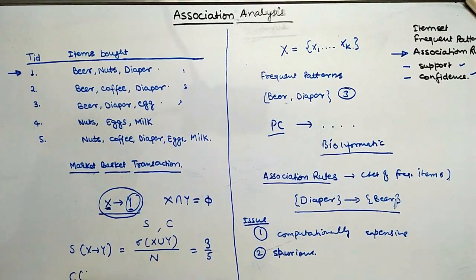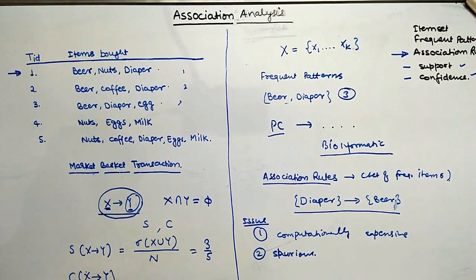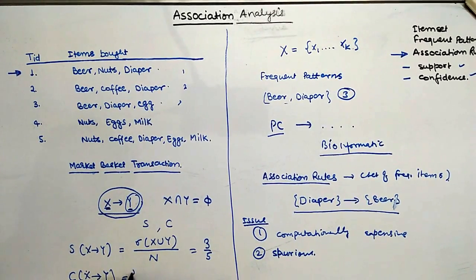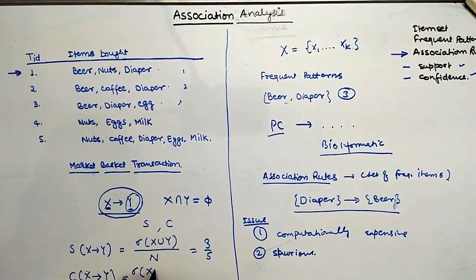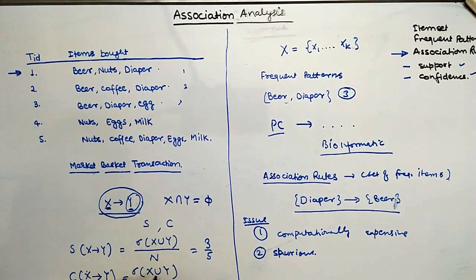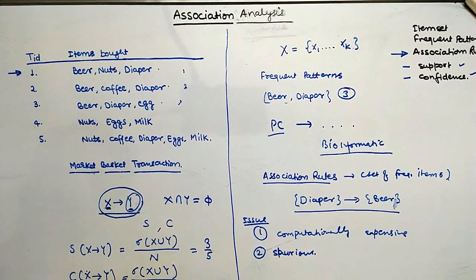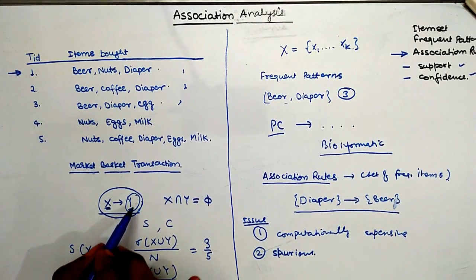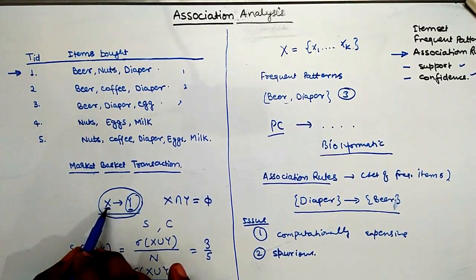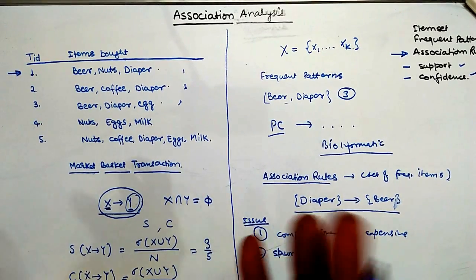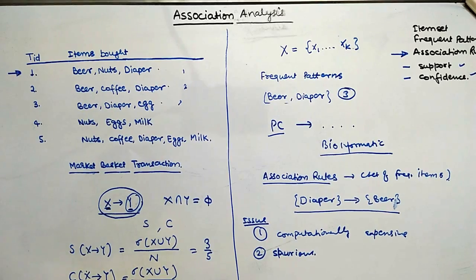And the formula to calculate this confidence is: confidence of X implies Y would be the support count of X along with Y, divided by the support count of X itself, because we need to find out the relationship of occurrence of Y when X has already occurred. So it is somewhat like the conditional probability of occurrence of one event when the other event has already occurred.